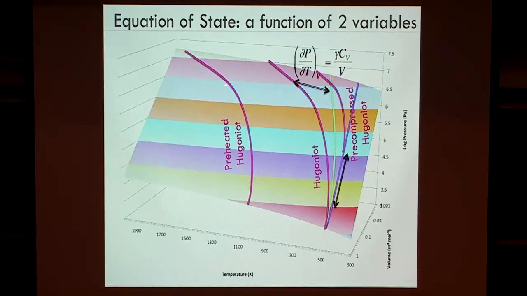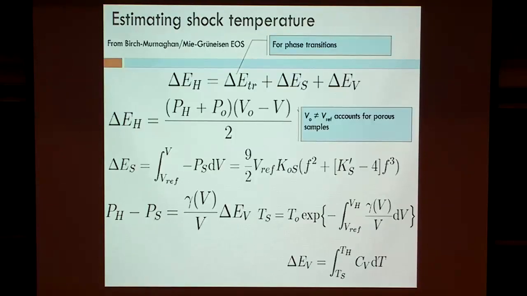Okay. And if we have different states where we know the pressure, we know the volume, and we know the internal energy at equal volume, we can measure the Grüneisen parameter. V, dP/dE at constant V. We know P, we know E, we know V. Okay? So we can actually measure the Grüneisen parameter if we have multiple Hugoniots of the same material. All right, I'm not going to throw a lot of equations at you, just this page. Okay? And this is just an illustration of how, if you don't measure the shock temperature, you estimate it.